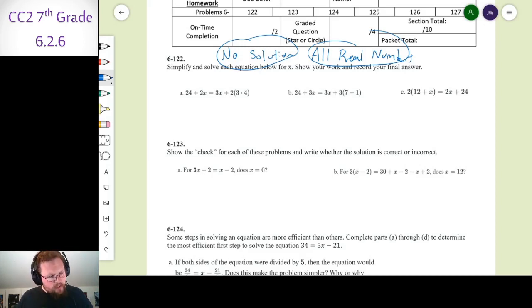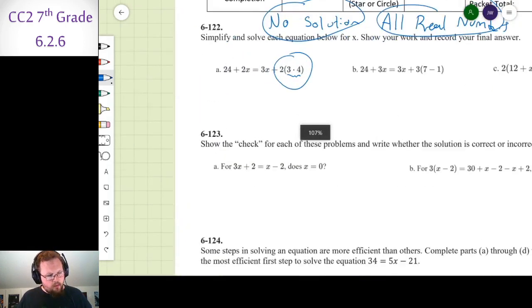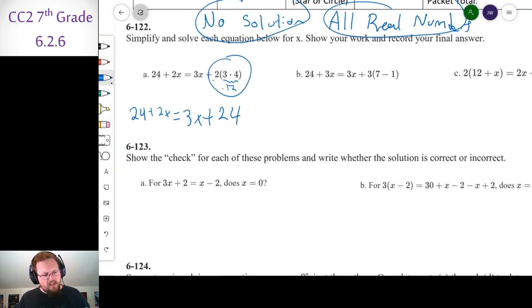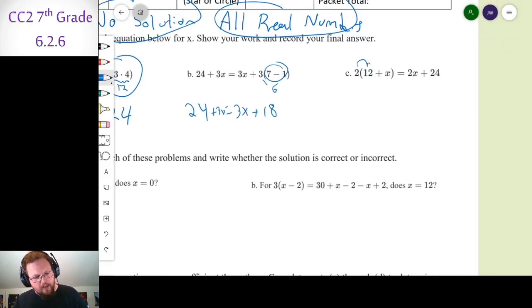So as you simplify this first one, 3 times 4 happens first to get 12. You get 12, and then 2 times 12 is 24. So you're going to start this problem off as 3x plus 24 for that. Okay. On the second one, you could do 7 minus 1 to get 6. And then 3 times 6 is 18. And then continue the problem like that. And on this one, you multiply the 2 through both of those to get 24 plus 2x.